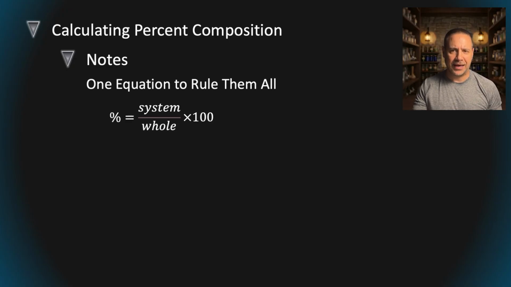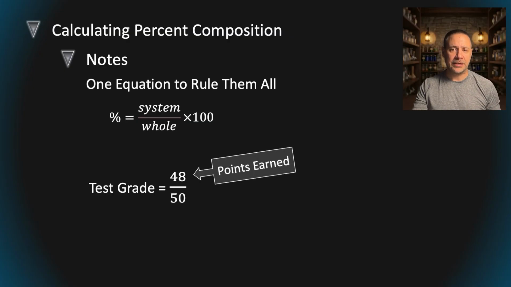The system, as this term is used throughout AP Chem, is whatever your focus is. For example, a test grade from one of those math teachers, or possibly your chemistry teacher, that is given in the form of a fraction. The percentage you're calculating for this is your grade, or the points you earned out of the total possible. The numerator is the system, how many points you earned. The denominator is the whole, the total number of points on the test.